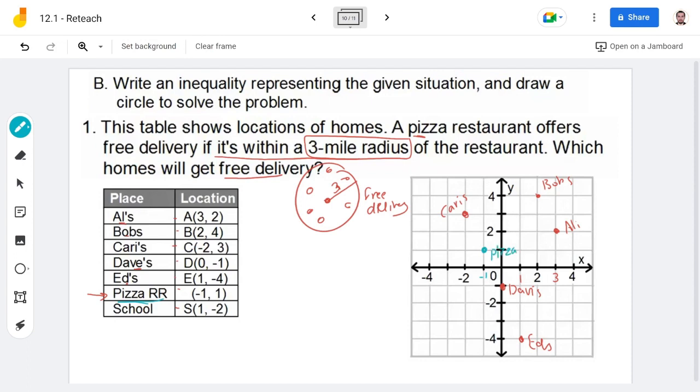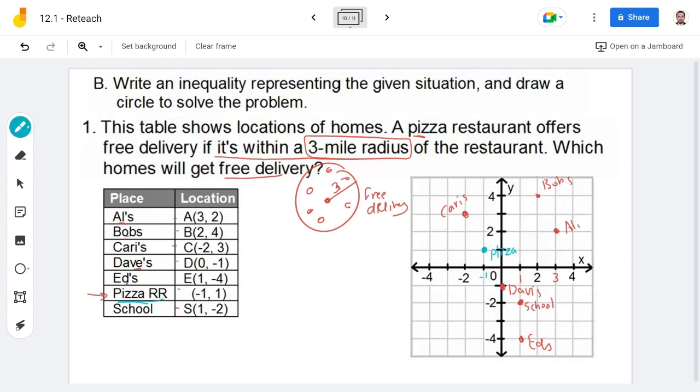So I now need to draw the circle from the pizza. First, let me draw the school. The school is at 1 and -2. So the school should be here. This one is the school. Now let's draw my circle.